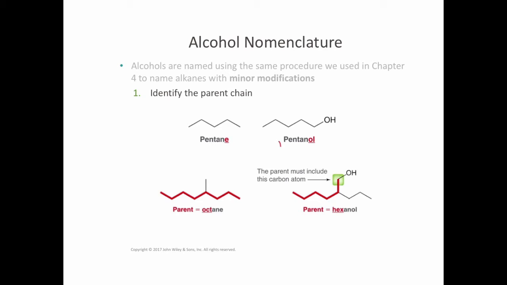So for example, here we have a 5-carbon parent chain. So we take the pentane parent name, we take the E off and add OL to indicate there is an alcohol. For this example, the parent would be hexanol. So notice here you want to use the longest chain that includes the carbon attached to the OH. So the longest chain would not be this chain going here because you would avoid the carbon with the OH and you need to include it.